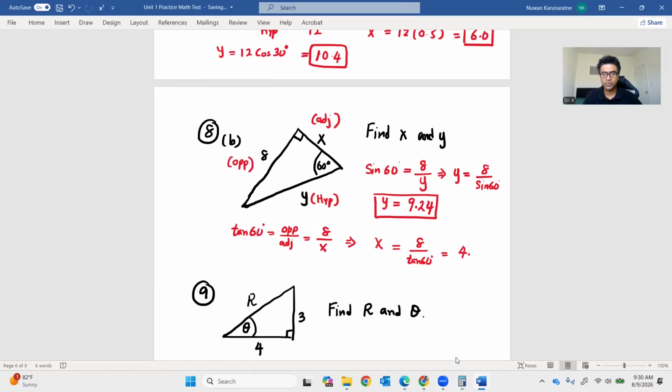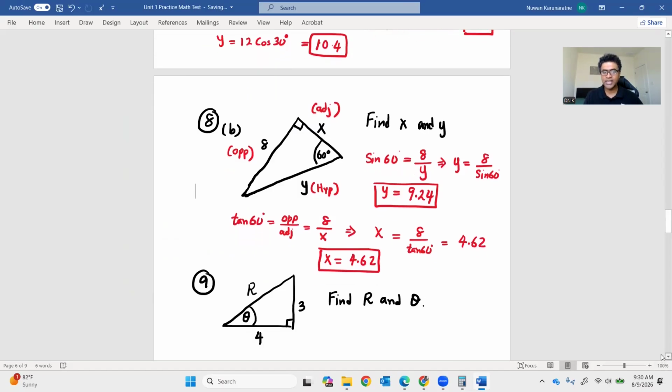4.62. So that's our x value. So x value is 4.62. Okay, guys, so that's how you get x and y for 8 part B.